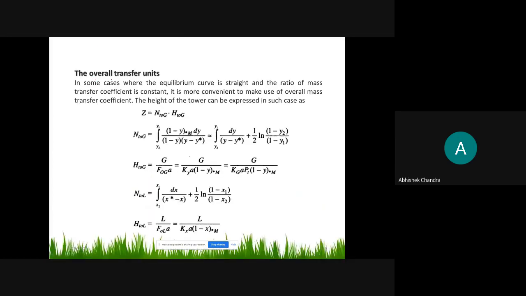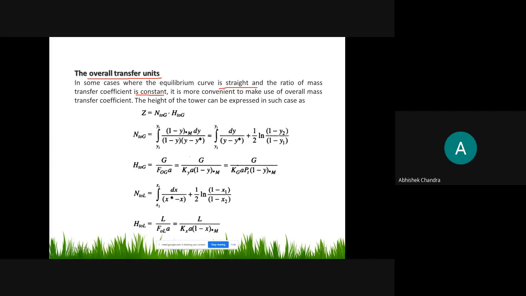But in the overall transfer unit terms, if you write for the overall transfer unit, the equilibrium curve is straight and the ratio of mass transfer coefficients is constant. Because in the previous case the mass transfer coefficient may vary from stage to stage, that is step by step, that is theoretical stage, which is equivalent to theoretical plate HETP. In every step the mass transfer coefficient will vary.